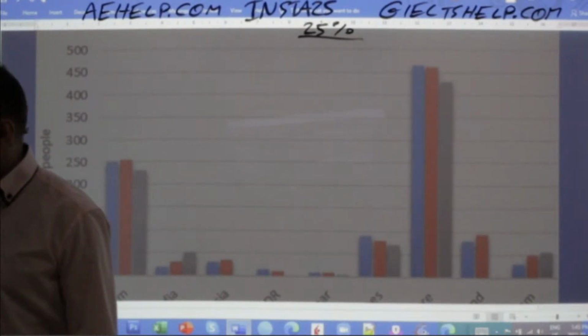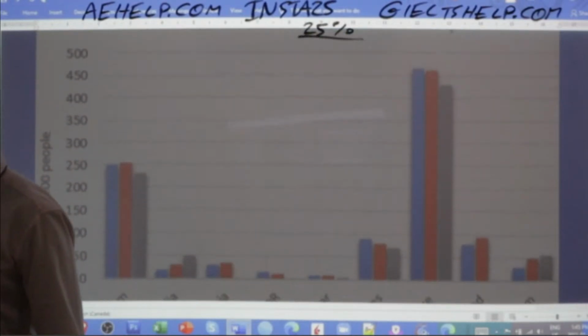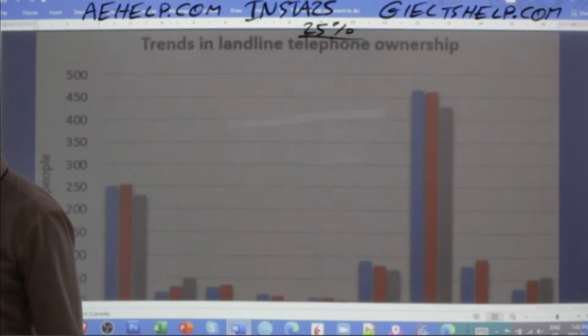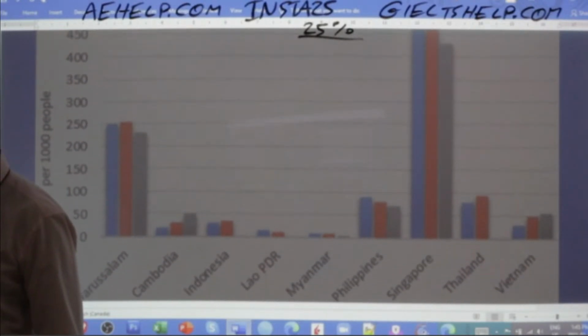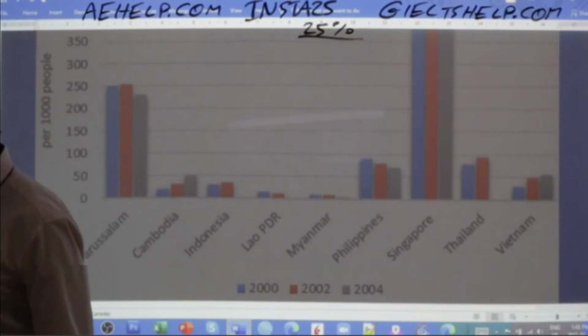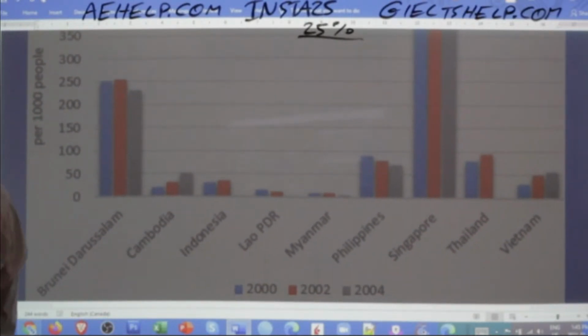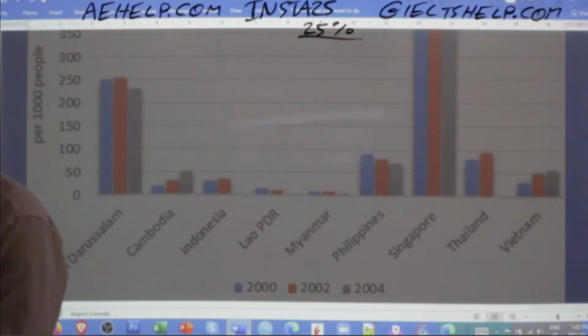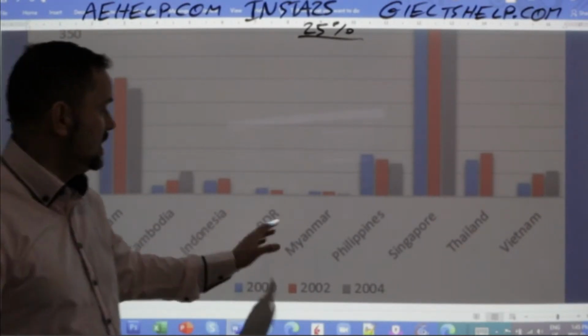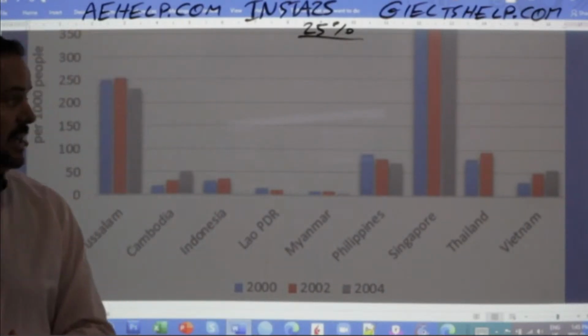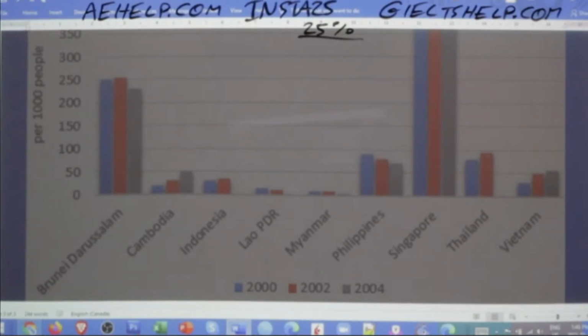So what's the most observable feature here? So here we have the trends in telephone ownership from 1,000. So here we have the countries. What's the most observable feature? So here we have Brunei, Cambodia, Indonesia, Laos, Myanmar, Philippines, Singapore, Thailand, Vietnam. So what do we notice right away? Okay. What's the main feature?